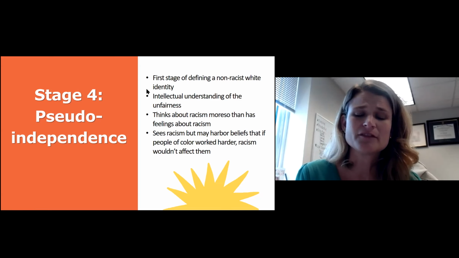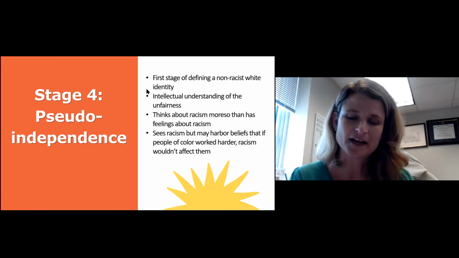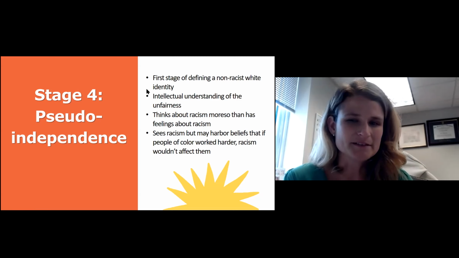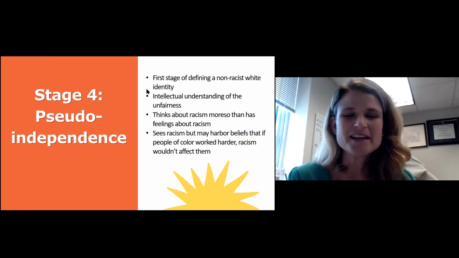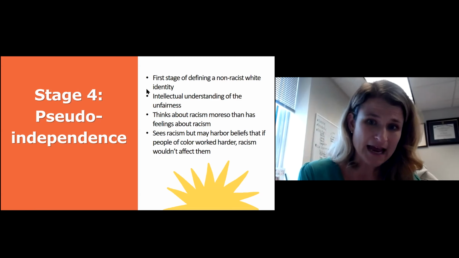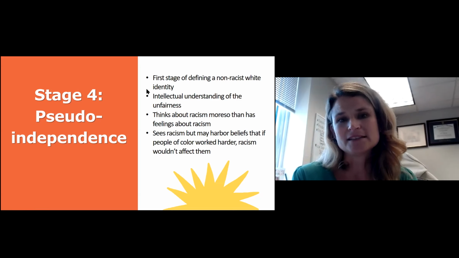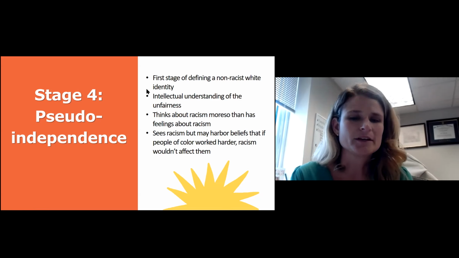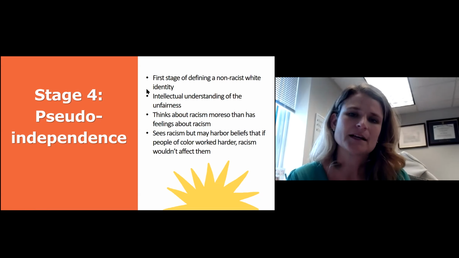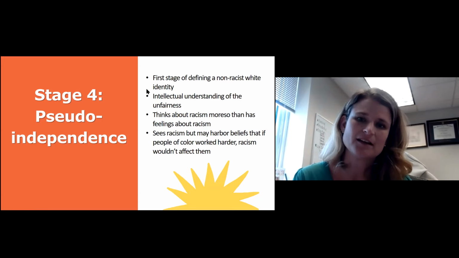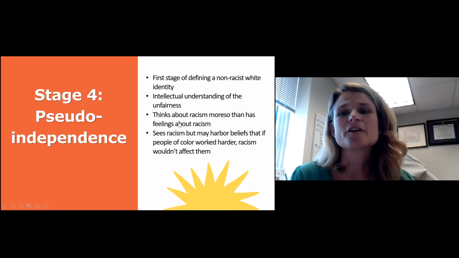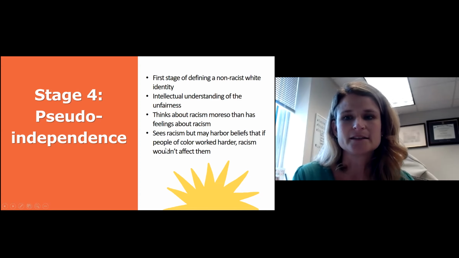They can definitely see racism and identify it, but they might still harbor some beliefs that, yes, it is real, it really happened, I'm not denying it, it's really bad, but probably if people of color worked harder, maybe it wouldn't affect them. Really harboring some beliefs behind the scenes, very intellectualized. But again, it's the first step in developing that identity.